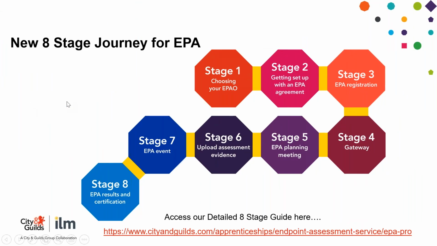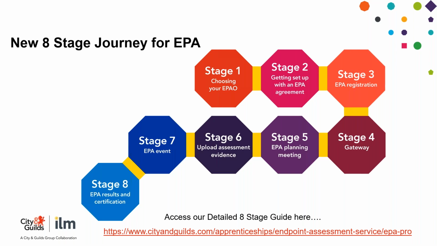Thank you. So the 8-stage journey that we've had for a while with the current EPA process will be changing shortly. So basically, when EPA Pro is introduced, you will move away from walled garden. You will make all registrations through EPA Pro. You'll upload gateway evidence, which moves into stage 4. All the declaration forms and everything will be on there for you to complete.